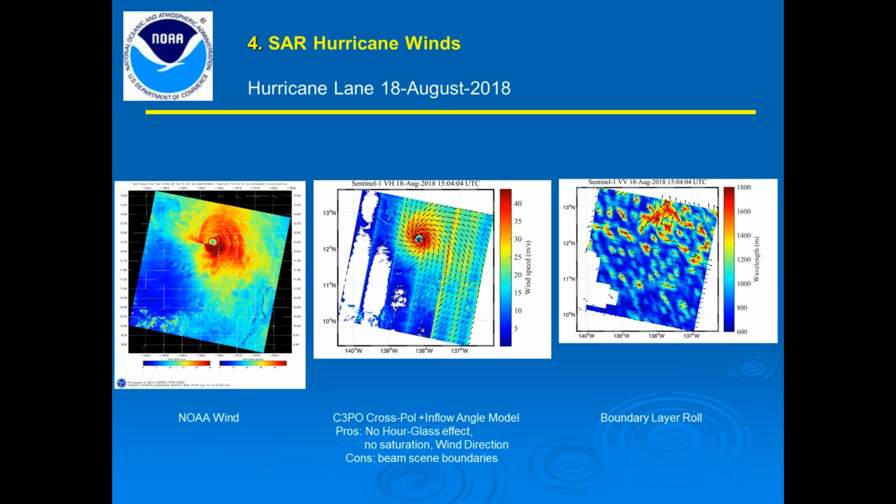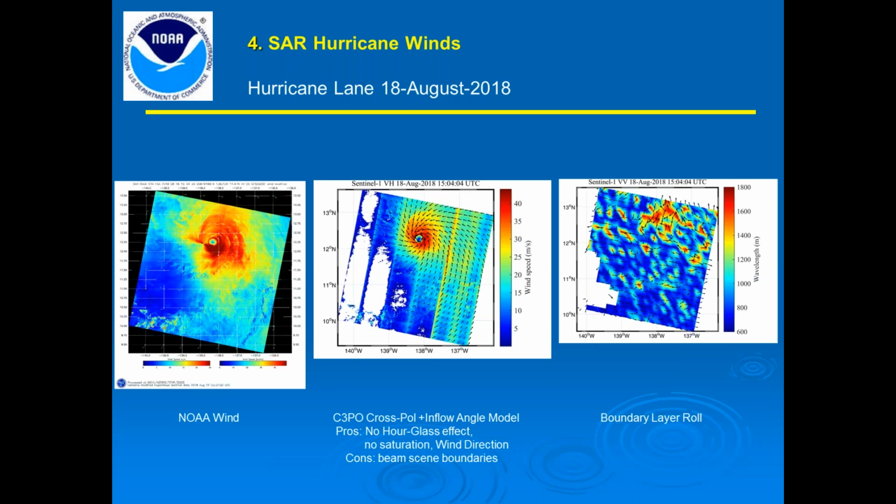Okay, so the middle one is the SAR wind we derived from the cross-pole model using the CP3 model, plus the inflow angle model. So this gives you very, very good hurricane wind retrieval. However, this is not operational. To go to operational, there are a couple of steps missing.